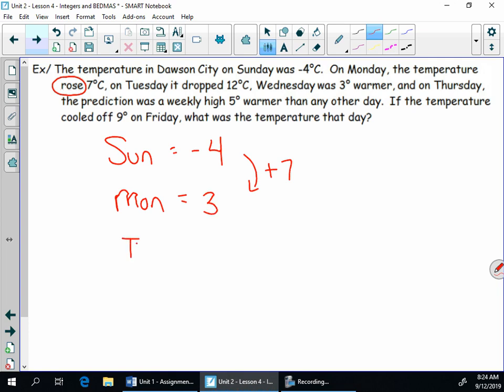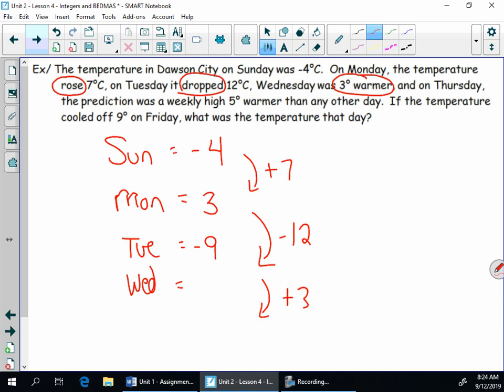On Tuesday, it dropped. That's another mathematical word. If something drops, that means it's going downwards by 12. 3 minus 12, those are different. It's -9. Wednesday, it's warmer by 3. Well, warmer is not really a mathematical word, but it gives us a direction to go. Right? In temperature, you go warmer, it goes up. -9 plus 3, that's -6.